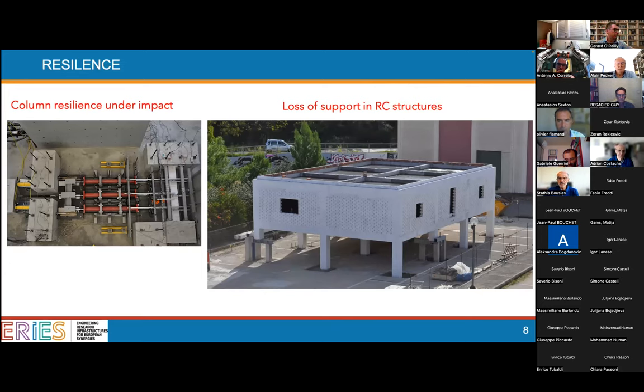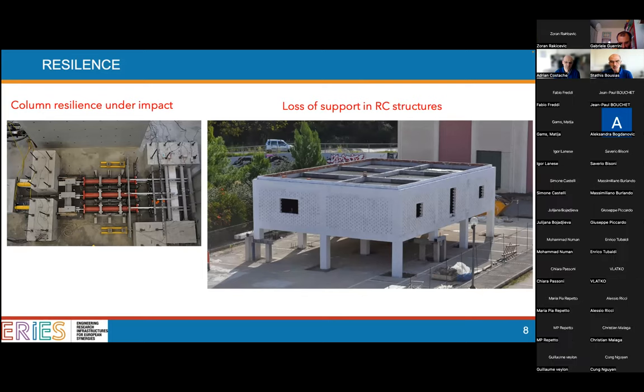you see a study on the effect of loss of support in reinforced concrete structures, where in a real size structure, there was a sequential removal of columns around the perimeter and the center of the test structure.